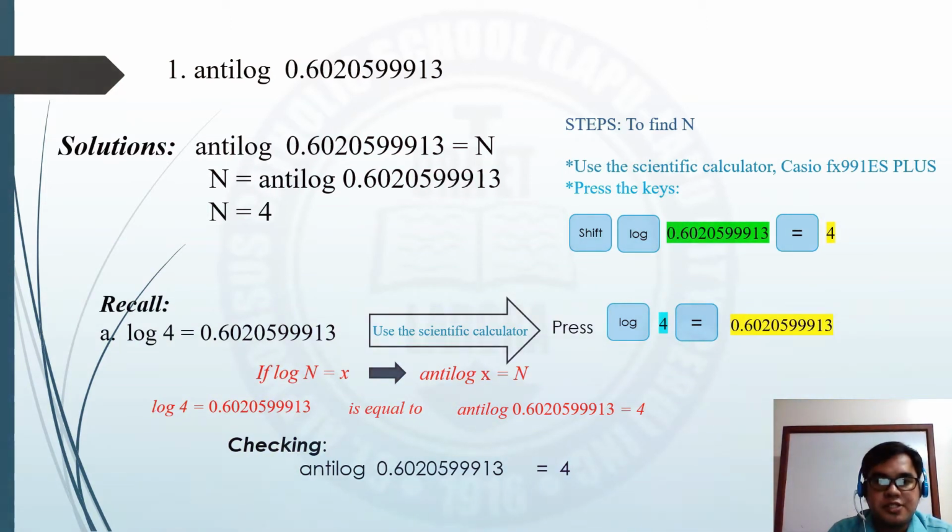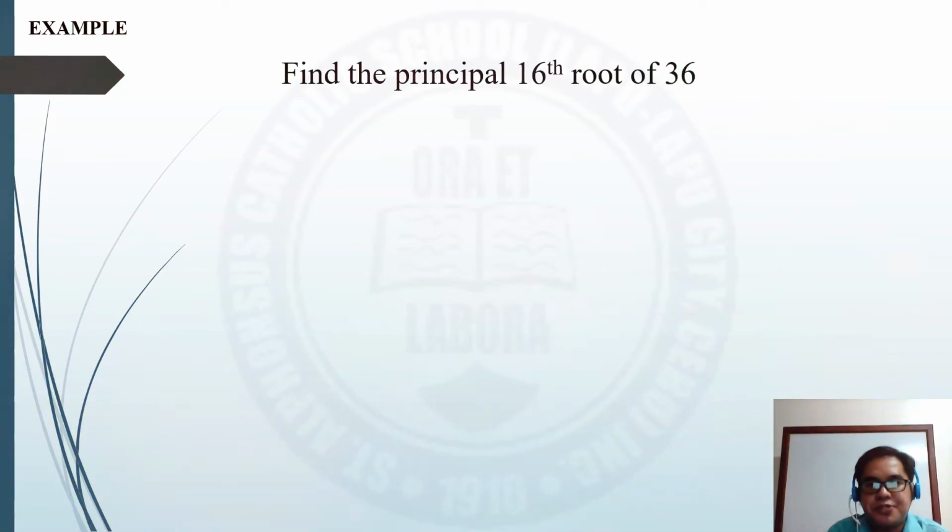To check if the equation is correct, we will write the given antilogarithm and equate it with the value of n, which is 4. This given antilogarithm can be written into this exponential form, then copy equals 4. The result of exponential form of the given antilogarithm is 4. Therefore, the value of n, which is 4, is the solution to make our equation a true mathematical statement.